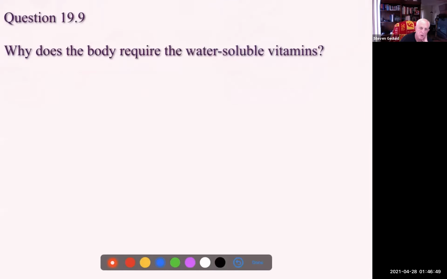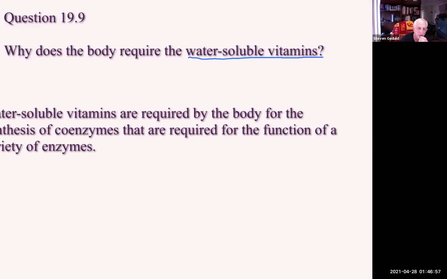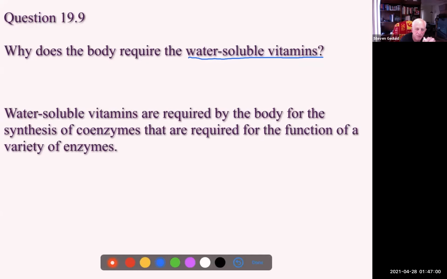Okay. So why does the body require water-soluble vitamins? A lot of the body's water. Okay. Water-soluble vitamins are required by the body for the synthesis of coenzymes that are required for the function of a variety of enzymes. So for enzymes to become functional, to be active, the active site requires a coenzyme. Now, a lot of the coenzymes are derived from our water-soluble vitamins. Like I said, we got all of them except for vitamin C that we know exactly where they go.